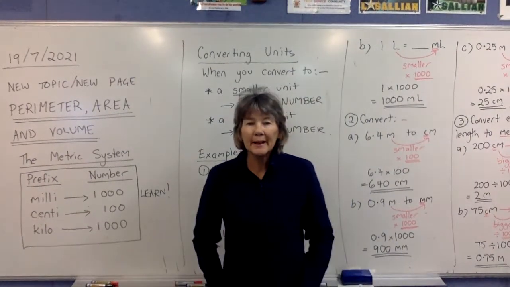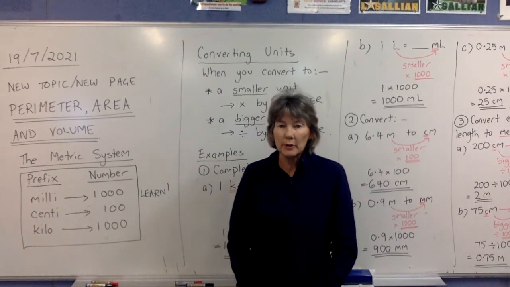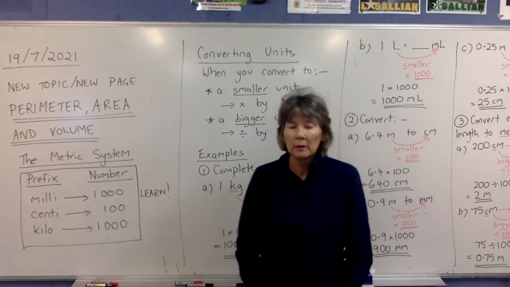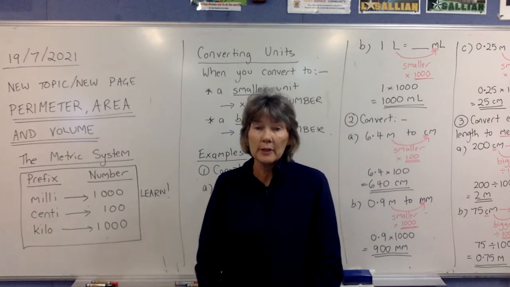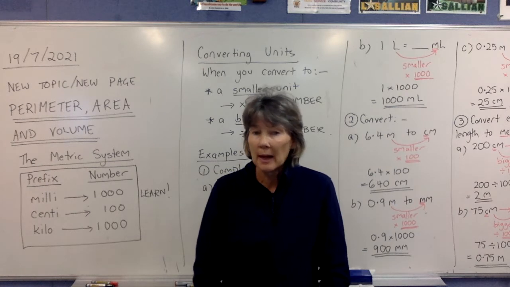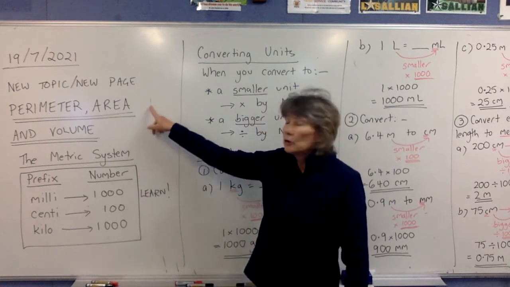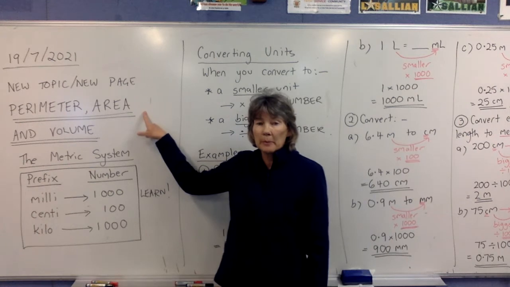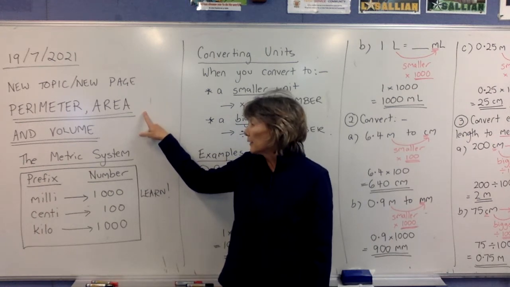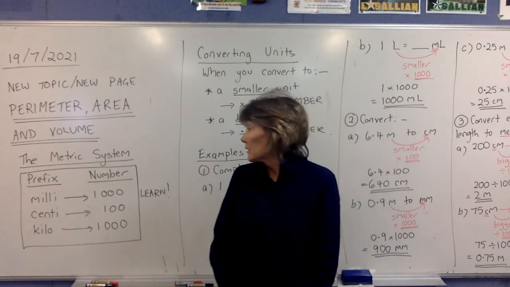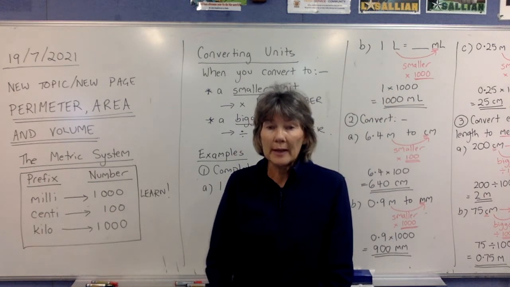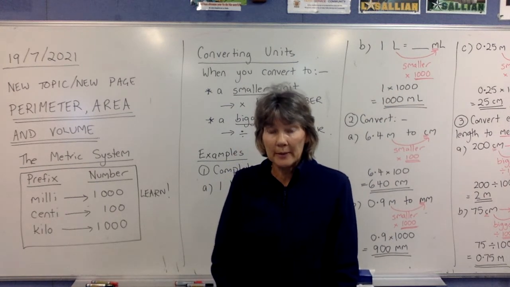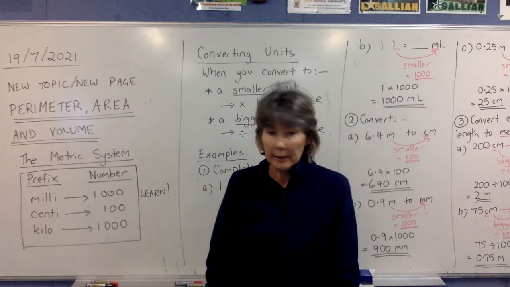Boys, so today we're starting a new topic. So you need to go to your workbook and you need to start a new page. Still keep your pages ruled into 2 columns, and then you're going to put your new topic heading down at the top of the page: perimeter, area and volume. So I know you've done a lot of this in primary school, but we're going to add to it, and the good thing about this is you can use your calculator.